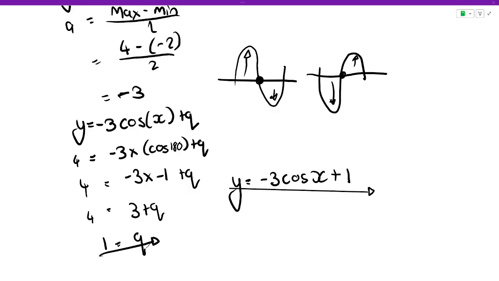Right. So that's the only way to identify the two.